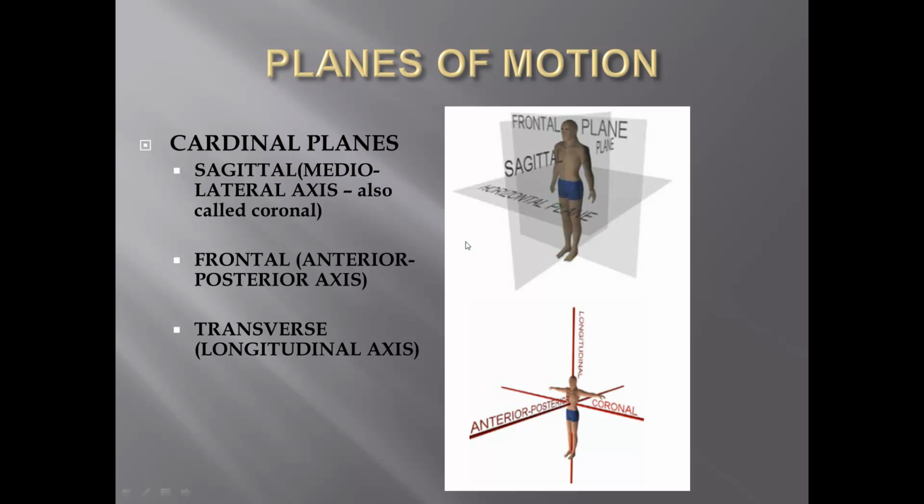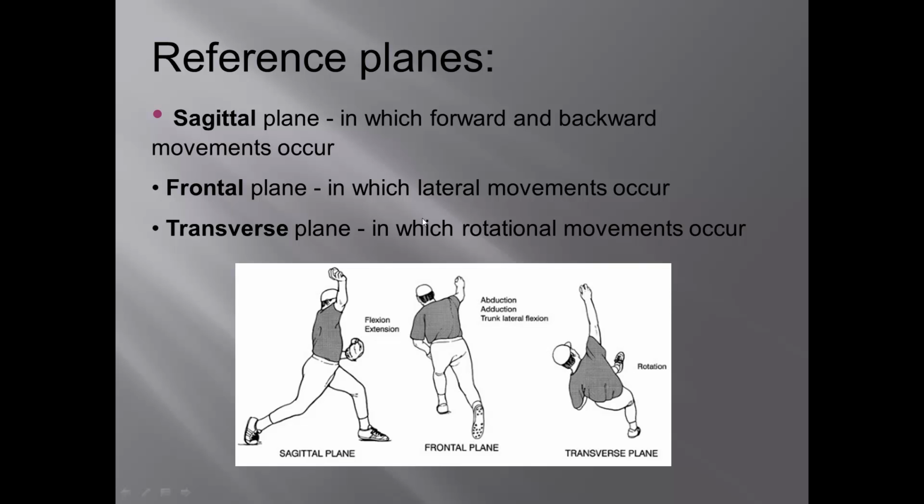Now, the cardinal planes of motion. We have the sagittal plane, which cuts the body into equal left and right halves and goes around a medial-lateral axis. The sagittal plane is here, and it rotates around a medial-lateral axis of rotation. The frontal plane cuts the body into front and back halves, and it rotates around an anterior-posterior axis of rotation. Then we have the transverse plane of motion, or what they also call horizontal, because it cuts the body into equal upper and lower parts, and it moves through and around a vertical or longitudinal axis of rotation. So once again, sagittal plane, in which forward and backward movements occur; frontal plane, in which lateral movements occur; and the transverse plane, in which rotational movements occur.